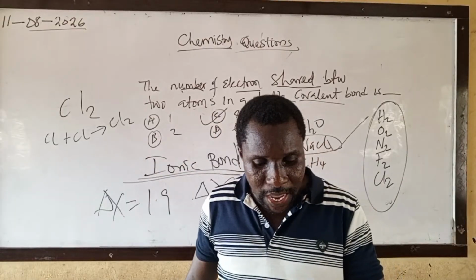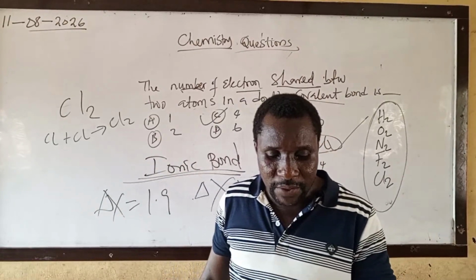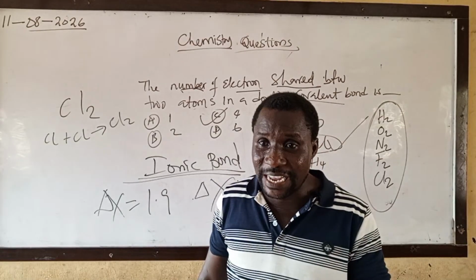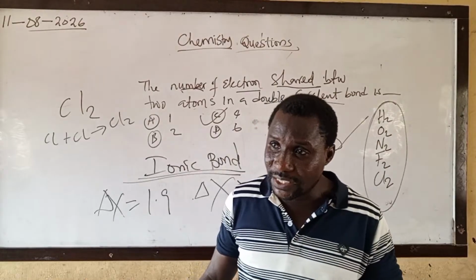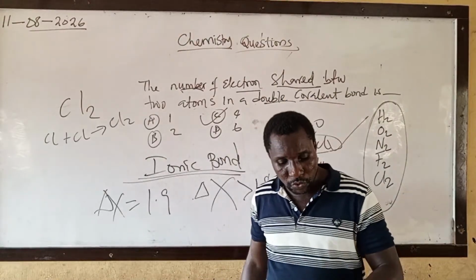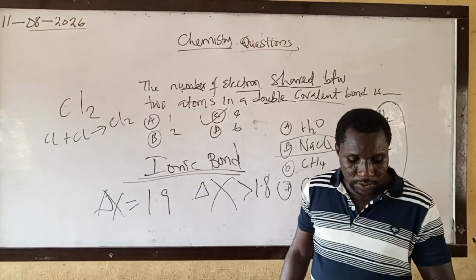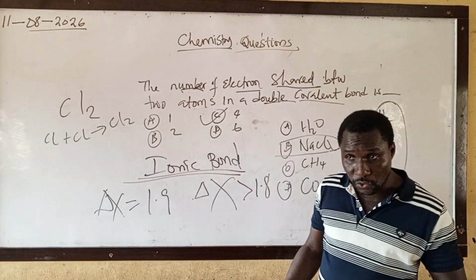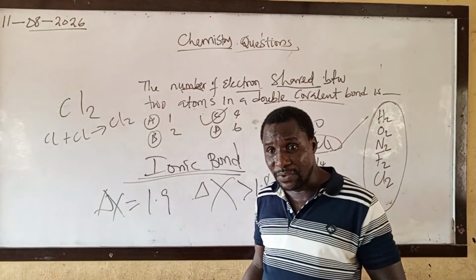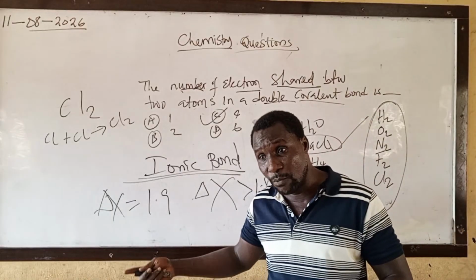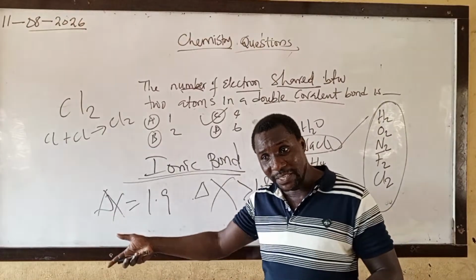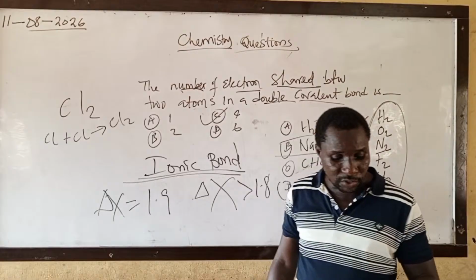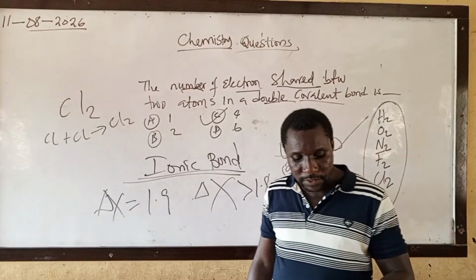Option A, we have sodium. C we have oxygen. D we have nitrogen. The answer is sodium. That is the metal. Ionic bond, electrovalent bond, occurs between metal and non-metal. Chlorine is non-metal. In the options, look for the metal. The answer to that question is sodium.